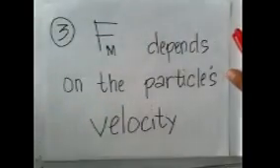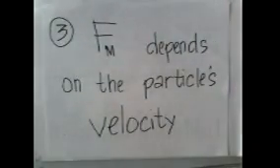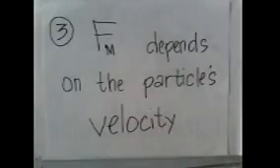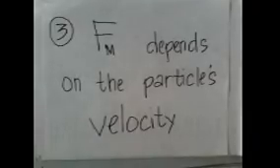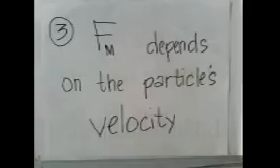Now, the third characteristic of the magnetic force on moving charges is that the magnetic force depends on the particle's velocity. If we have a particle at rest, then the magnetic force on that particle is 0, since the magnetic force only acts on moving charges. So if our particle is at rest, then the magnetic force is 0.